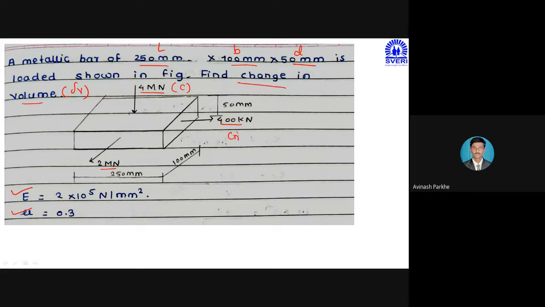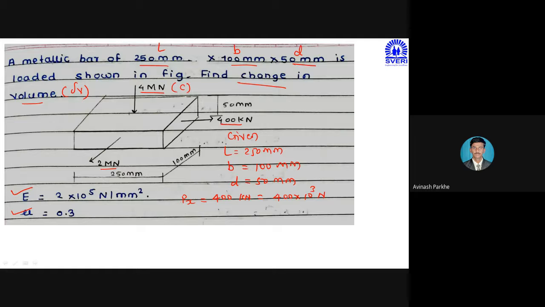Okay, so if I write down the given parameters, length is equal to 250 mm, B is equal to 100 mm, and depth, or you can consider thickness, is equal to 50 mm. These are the dimensions given. Then as the body is subjected to the triaxial condition, I will write all the forces. Px is equal to 400 kilonewton. Here you have to convert to Newton: 400 into 10 raised to 3.